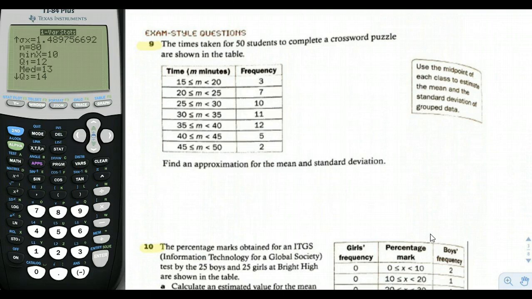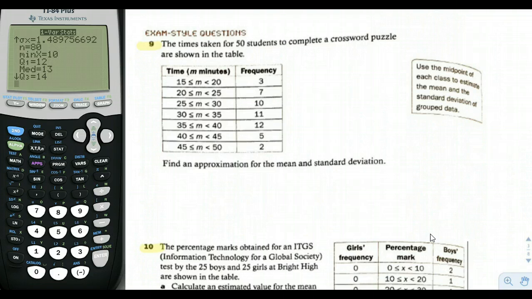Well, the reason why they say find an approximation for the mean and standard deviation is because they've put the data in groups of 5, we've already lost some precision here. We don't know anymore about the 3 students that are in the 15 to 20 range. We don't know if they are 16, 17.5, 19.3. We just know that they're between 15 and 20. So if we use this data to find the mean and standard deviation, they have to be estimates because what we have left is not precise. Okay? So what are we going to do?